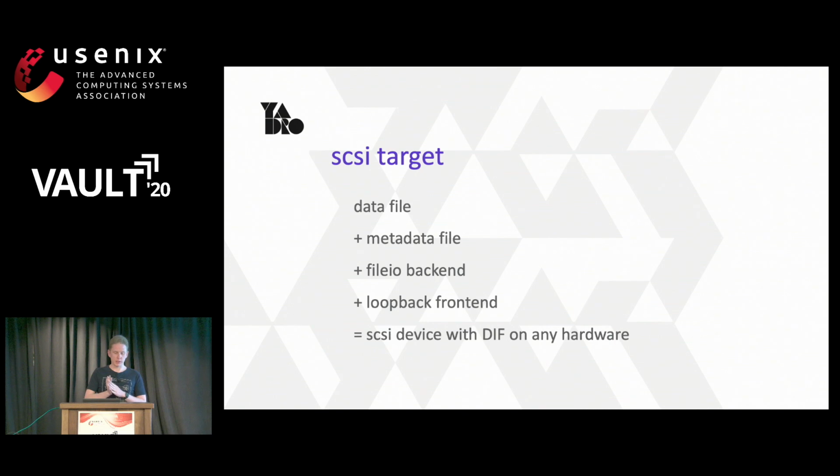And in our case, the SCSI target code helped us a lot, as it contains backend and frontend drivers that allow integrity protection emulation. So basically, the SCSI target allows configuring a SCSI backend, a SCSI frontend, and getting the whole thing together. In our case, for the backend, we can take fileio, which has a feature to emulate data integrity. And from the other side, we can use a loopback frontend that allows getting any backend as a local SCSI device. So altogether, we can get a SCSI device on any hardware.